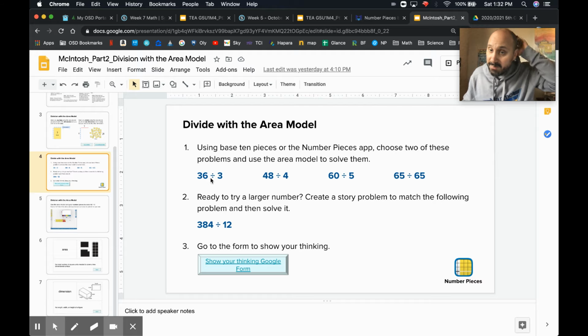I'm going to do the 36 divided by 3 to show you how to use the area model using one of these problems. So if you want to use this one, that's fine, but you need to choose one more to use the area model, okay? Because we're practicing the area model. You might already know the answer to these, but I want to see the area model take place.